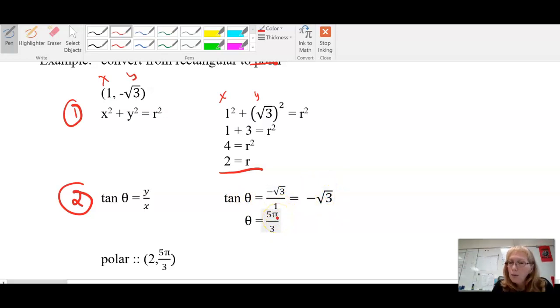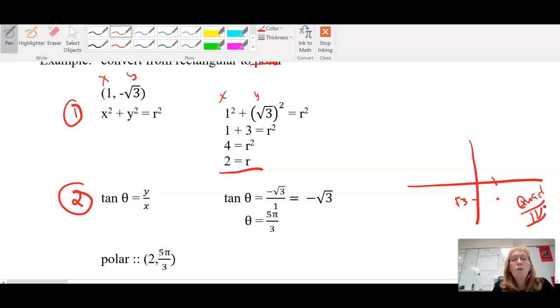We have to be a little careful here because we have to know what quadrant we're in so we know what angle we're working with. Well, if we graph this, we're going to go to 1, negative square root of 3, right? So we know we are in quadrant 4. So because we're in quadrant 4, we know the tan is negative. So be a little careful with your quadrants to help you out there. So we got the negative square root of 3, which means quadrant 4, I'm going to go down. That's 5 pi over 3.